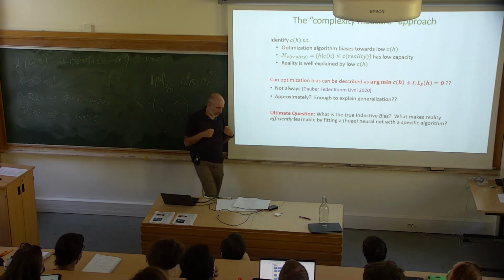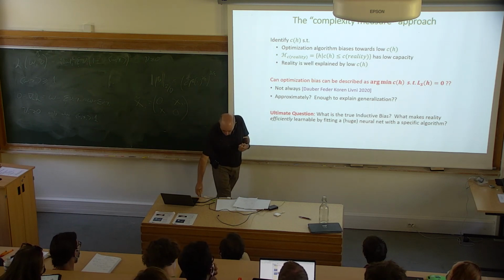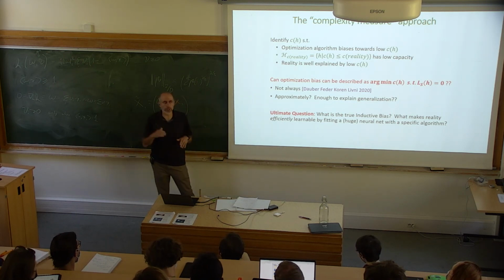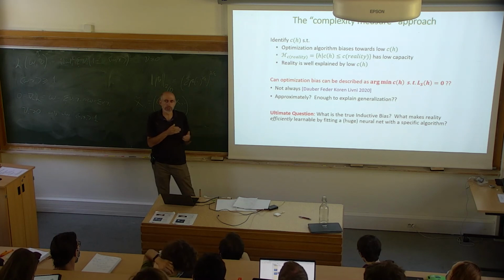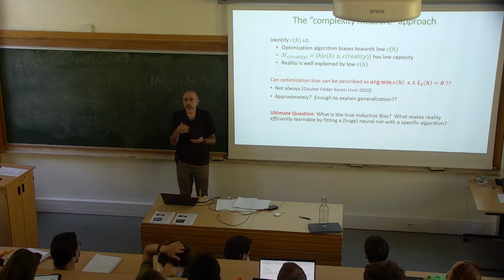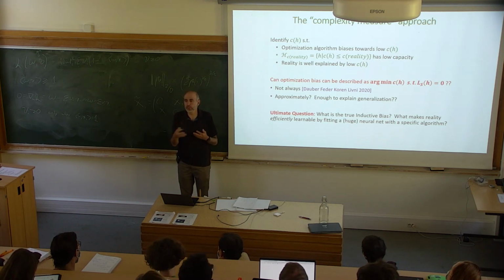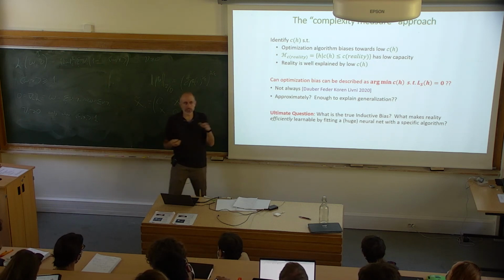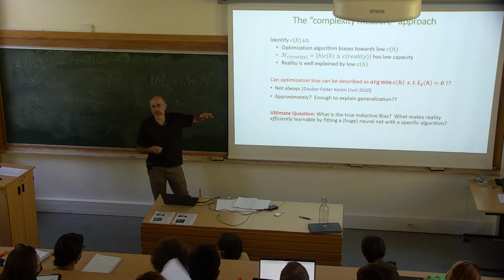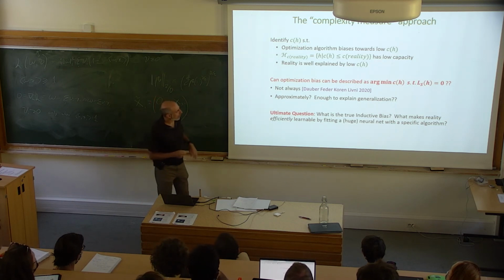The approach I've been trying to present is to decompose the problem into two parts. One is to identify which solution I get to, by identifying some relevant complexity measure and saying that I'm at least approximately minimizing this complexity measure. And once I understand that complexity measure, I can then study: is this complexity measure a good inductive bias? Does that actually give me generalization?